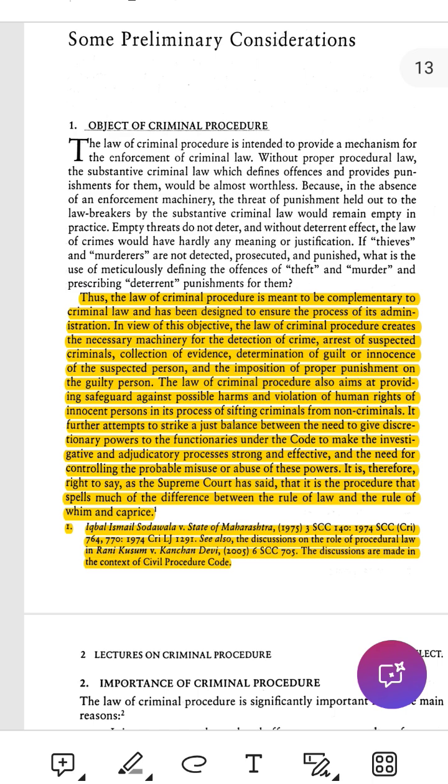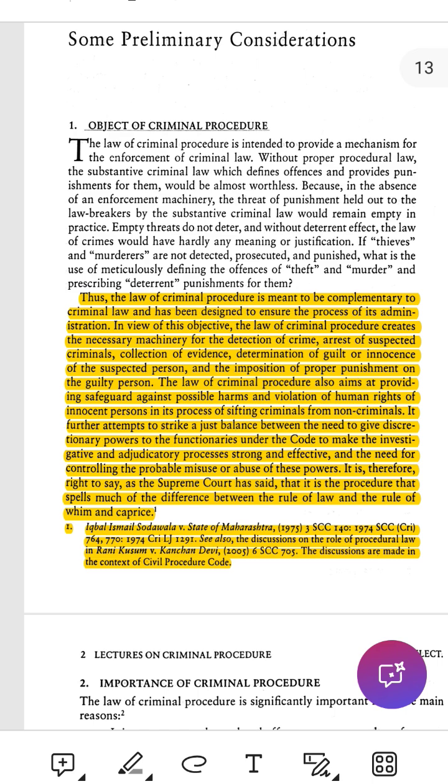But just having these laws is not enough. We also need a way to put these laws into action. This is where criminal procedure comes in. Criminal procedure is the set of rules that tells us how to make the criminal law work. It is the process for catching criminals, taking them to court and punishing them.